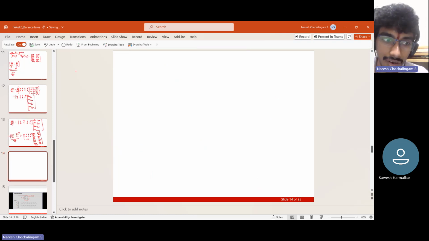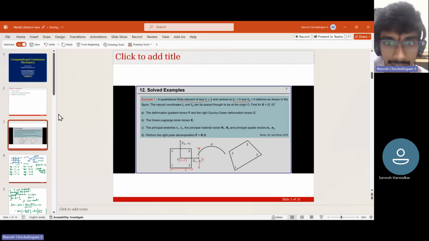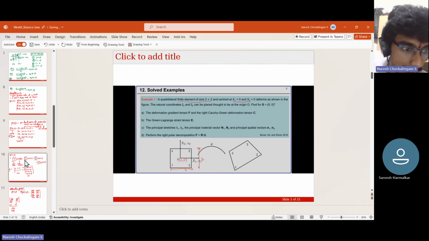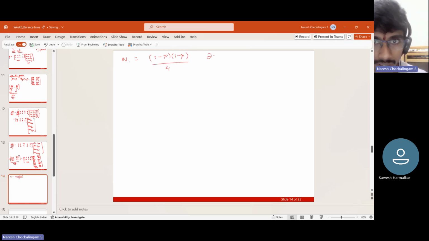If you go back to the question, they're asking us to find the derivatives at the origin. Okay, so let us do that. What is n1? We found n1 is (1 minus x)(1 minus y) by 4. What is dou n1 by dou x? It is minus 1 by 4 times (1 minus y). Sorry, what is dou n1 by dou y? Dou n1 by dou y is, again, there's a minus sign here.